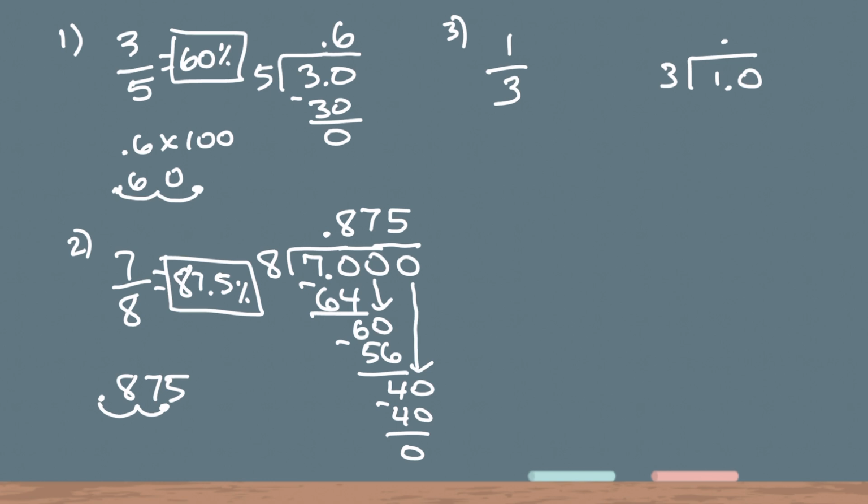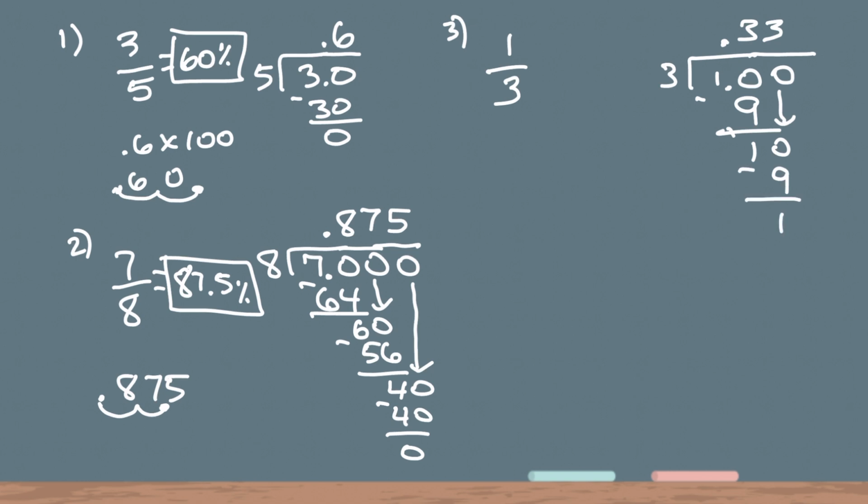It's 3 times, so we're going to put a decimal place and a 3. And 3 times 3 is 9. You're going to subtract that from the 10. And you're left with 1. Again, we're going to have to extend this division by adding a 0. Bring that 0 down, so we have a 10. How many times can a 3 go into a 10? Again, it's 3. So 3 times 3 is 9. Subtract that from the 10 and you get 1.